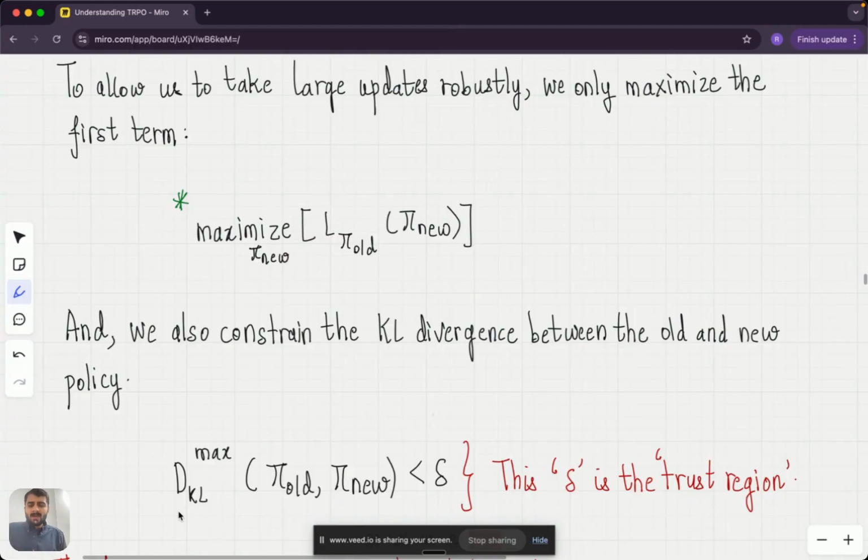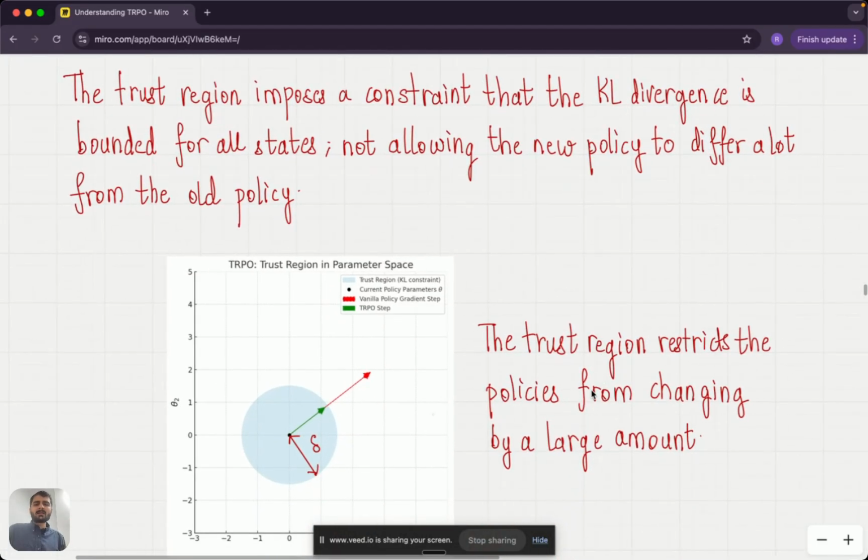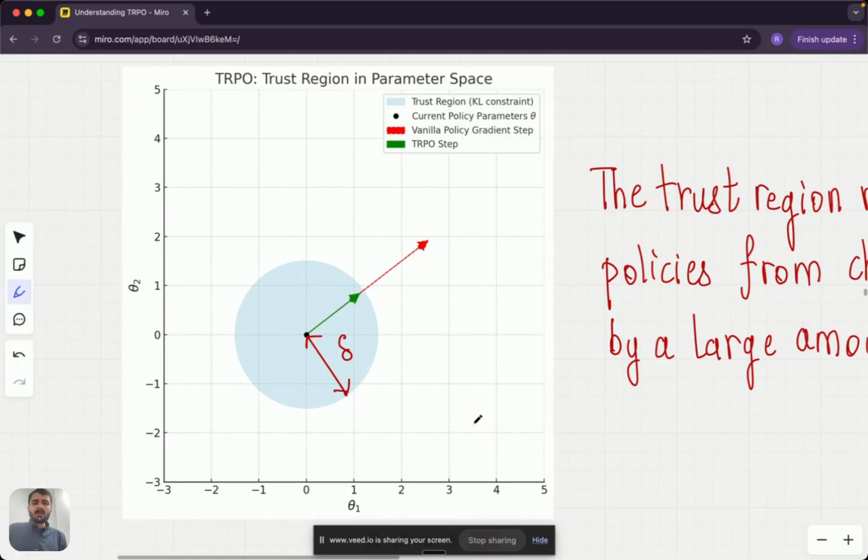So we say that the maximum KL divergence of the old policy and the new policy is less than delta, where delta is called the trust region. So the trust region imposes a constraint that the KL divergence is bounded for all the states, not allowing the new policy to differ from the old policy. So if you are here, this is the current policy parameter. The TRPO step will only be restricted to this trust region. It won't go beyond that. Whereas the vanilla policy gradient approach does not have any constraint, so it can go up to this also.